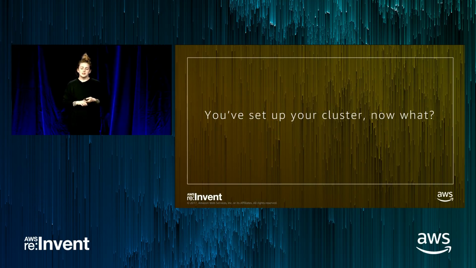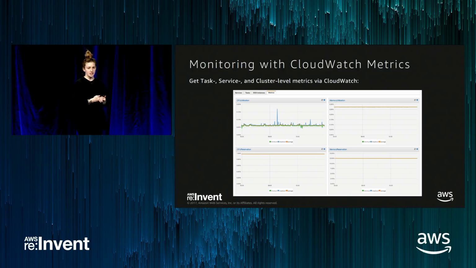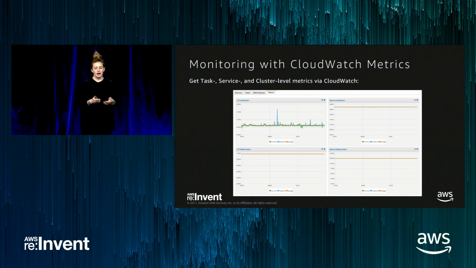But what happens when I've set up my cluster? So I have my cluster, it's running, but maybe I want to actually use something in production. So what do I do now? The first thing I think is monitoring. So how do I figure out what is happening with my cluster? How do I know that I've allocated the right resources? How do I know that I'm getting the most out of my task and my service? How do I know if something's wrong? I think the easiest way is probably to do it is with CloudWatch.